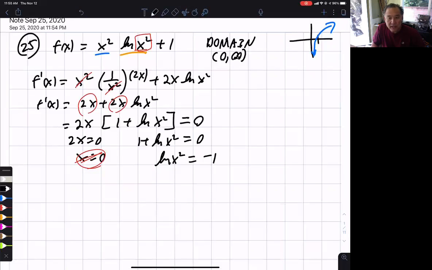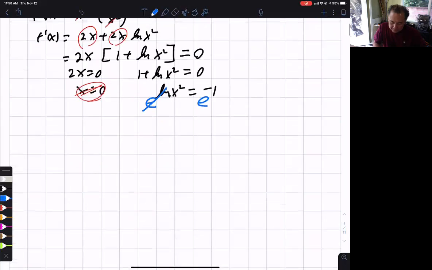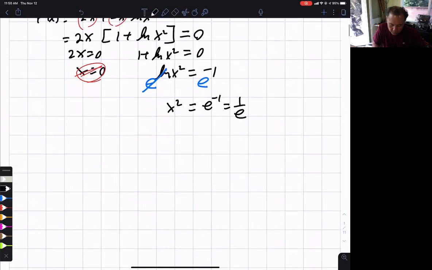Here we'll subtract 1 from each side. Then how do you get rid of ln? This is a skill that you need to be good at. e is the inverse of ln, so e will cause the ln to cancel out. So now we're left with x squared equals e to the negative 1, which is 1 over e, however you wish to write that. Then we square root both sides.